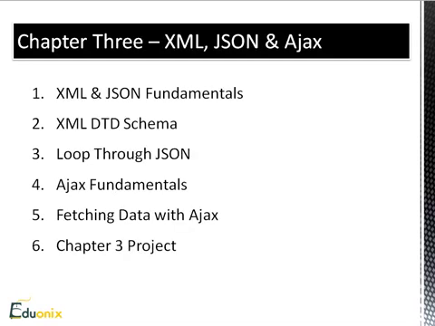Chapter 3 will be all about data and ways to store and grab onto that data. We'll be talking about XML and JSON, which are similar. They're both used to store and transport data. We'll also be looking at the differences of the two. We'll be looking at XML schemas like DTD, which is document type definition. And we'll also be looking at how to loop through a JSON object and a JSON array and output that onto the browser. And we'll also look into AJAX and asynchronous JavaScript.